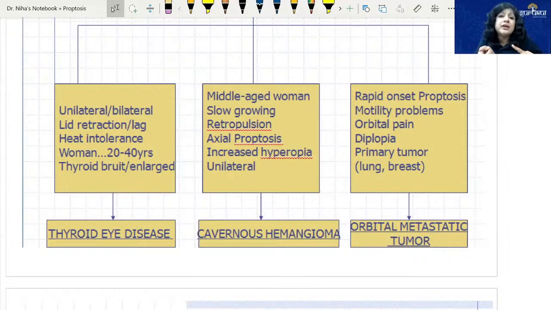Why to think thyroid eye disease? It could be euthyroid also, it could be hypothyroid also. Then also we will think about thyroid eye disease as the most common cause of proptosis in adults, both unilateral or bilateral. Certainly it's more common in females, but it could be in males or females also, along with the thyroid goiter or the enlargement.